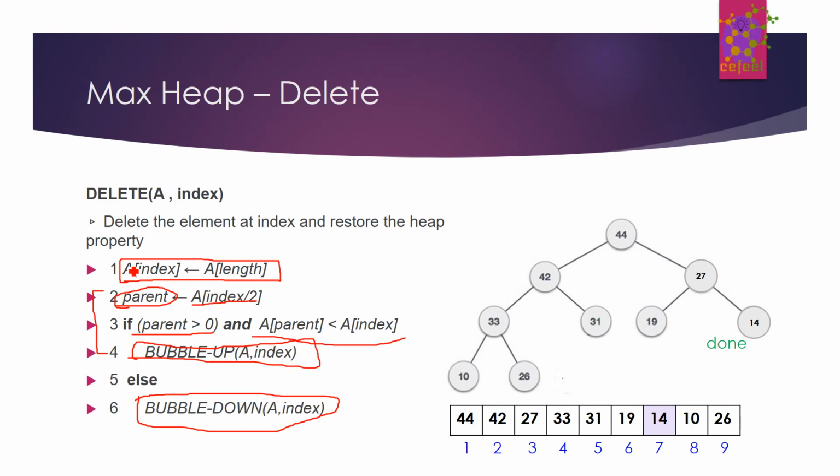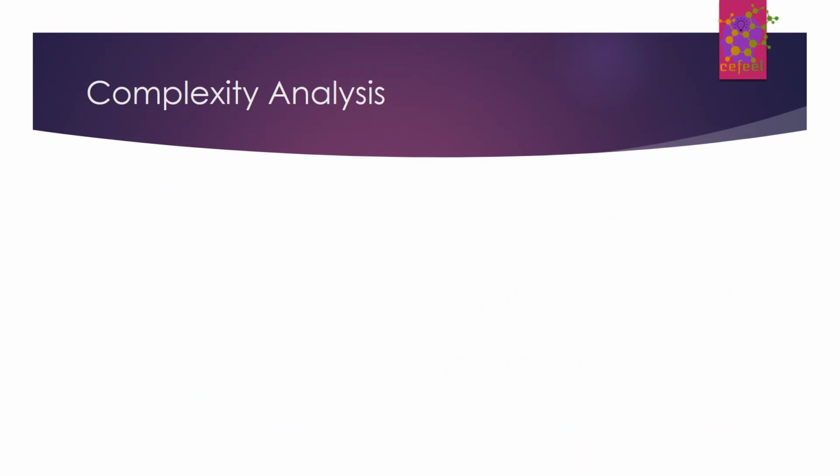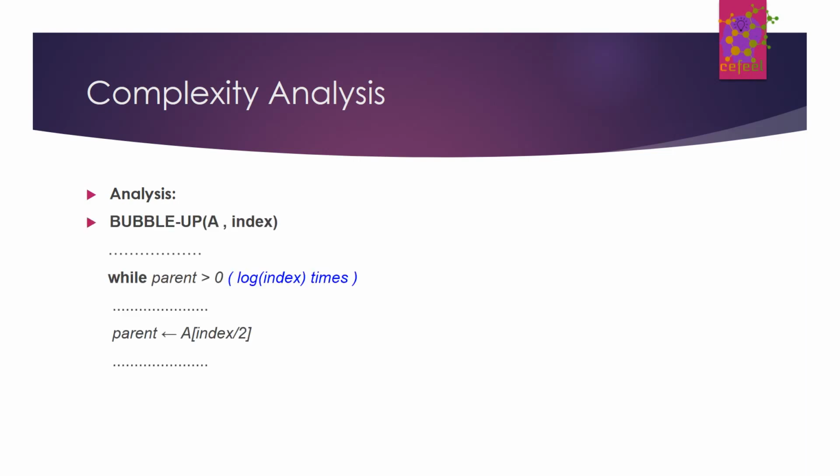Alright, cool. So we are done with the last operation, which was the delete operation. Now let's see how these operations of binary heap look in terms of time complexity. We will first analyze the bubble up and bubble down procedures, because they are the core of at least 3 of these operations. So here is the bubble up procedure. In the bubble up procedure, we have one while loop which checks if parent is greater than 0, and then parent is assigned to index by 2.